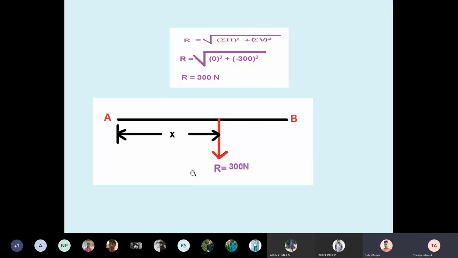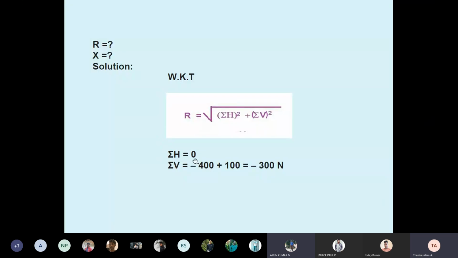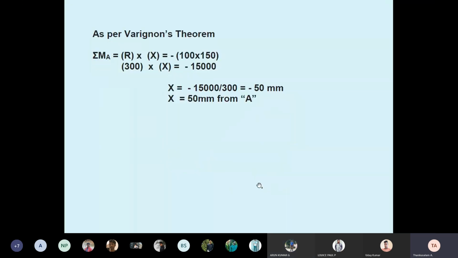So the result is acting vertical downward. Understand why the result is acting downward? Because it is minus: vertical minus, horizontal 0. That is acting vertical downward.